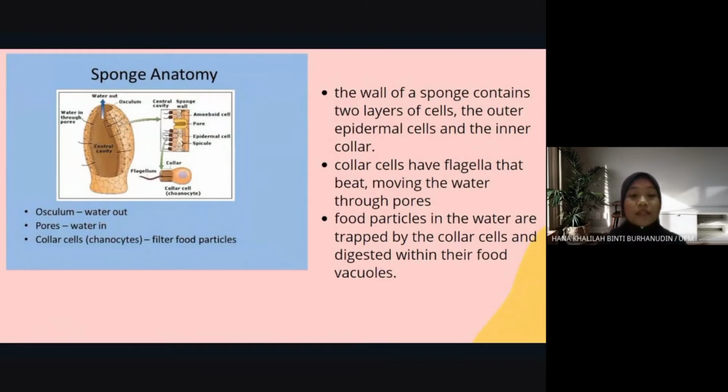This is the sponge anatomy. The wall of a sponge contains two layers of cells, the outer epidermal cells and the inner collar cells. Collar cells have flagella that beat, moving the water through pores. Food particles in the water are trapped by the collar cells and digested within their food vacuoles.